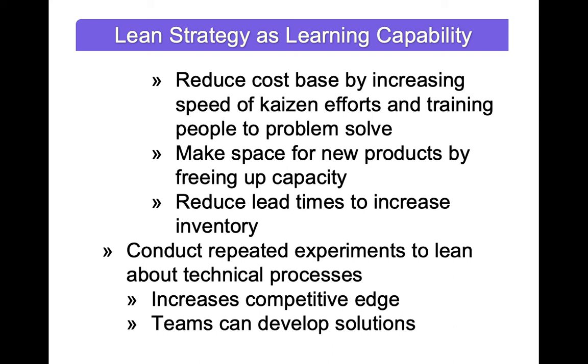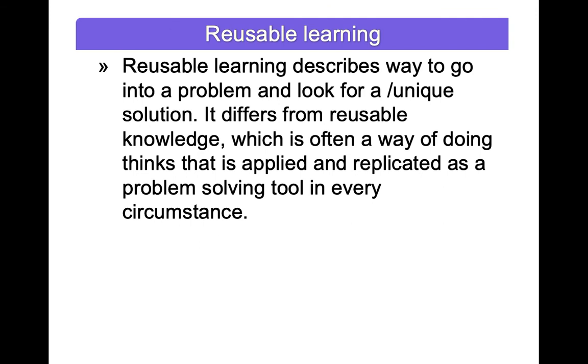Teams can develop solutions as they go. Teams are given the autonomy to look for solutions and develop them, and all of that gives a competitive advantage. If you're doing all of that and your competitor is going the traditional method, obviously you're going to be more agile than they are.